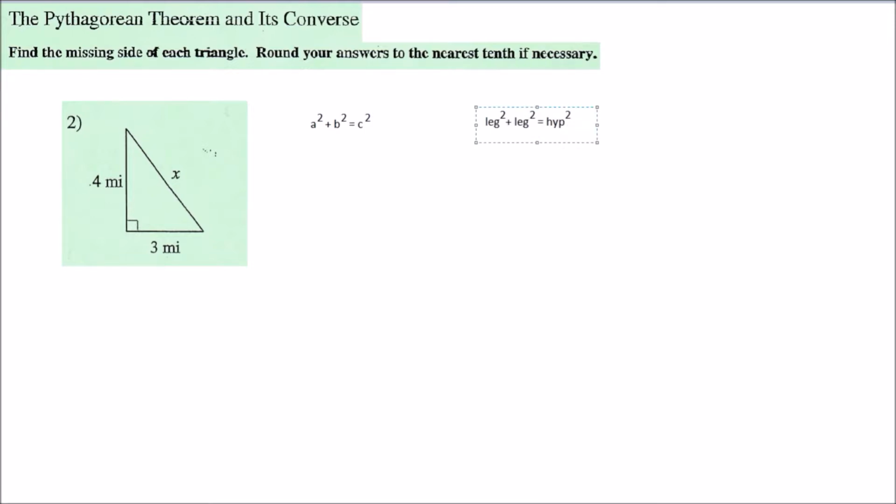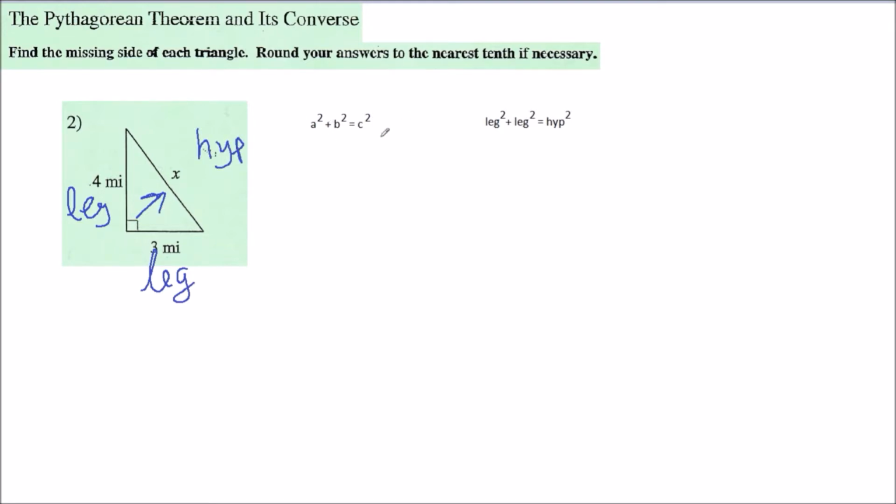And when I look on here, again, the way I like it, I prefer the leg squared plus leg squared is hip squared. Remember, the legs make the right angle. So there's the right angle. These are the legs that I'm tracing. So 4 would be one leg, and 3 would be the other leg. X is opposite from the 90-degree angle, so that is the hypotenuse.